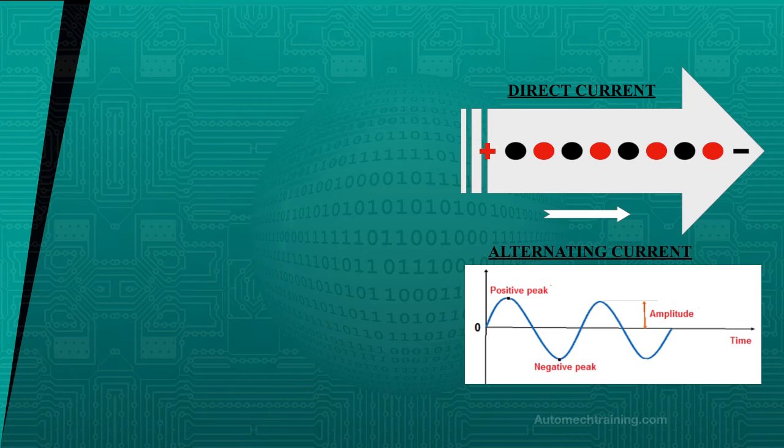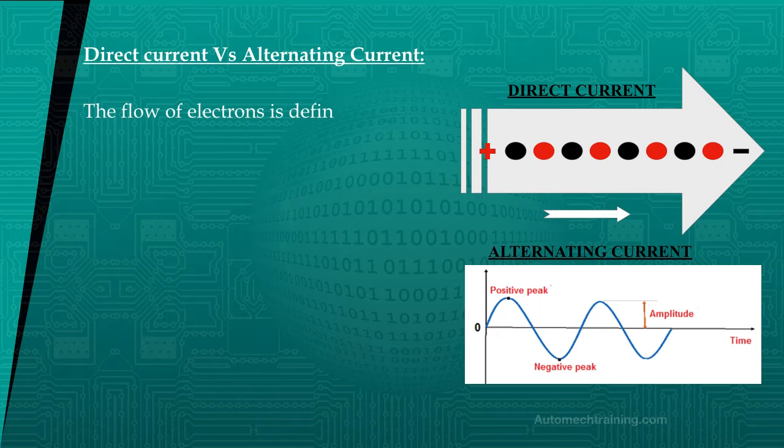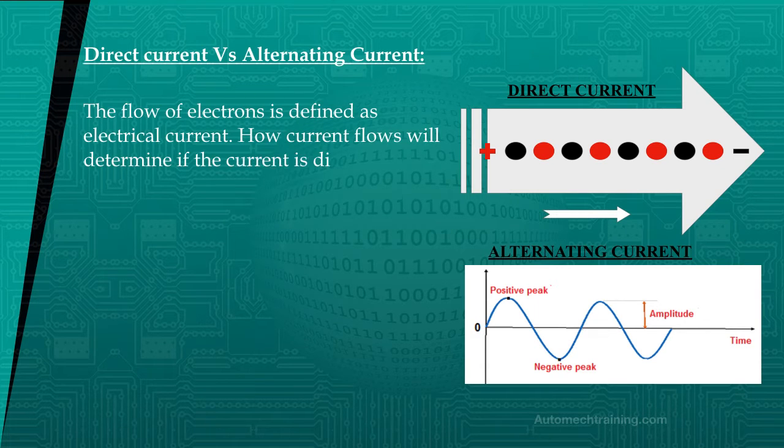Direct current versus alternating current. The flow of electrons is defined as electrical current. How current flows will determine if the current is direct current or alternating current.